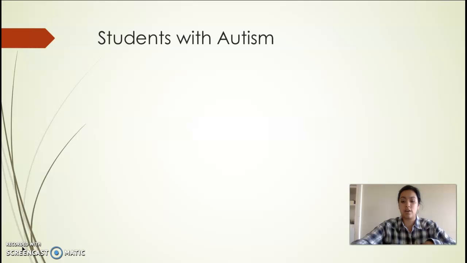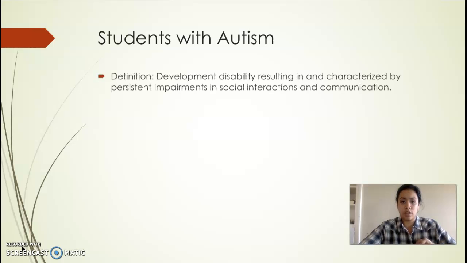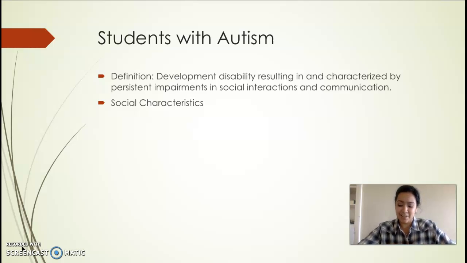So students with autism. It is a developmental disability characterized by persistent impairments in social interactions and communication. Social characteristics. It would be interrupting others when they're communicating, experiencing difficulty knowing when to speak, limiting communication topics, reversing pronouns, repeating and echoing other people's language, and lacking interest in initiative to approach peers.